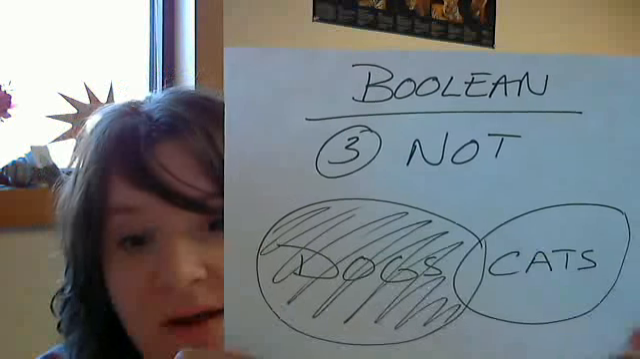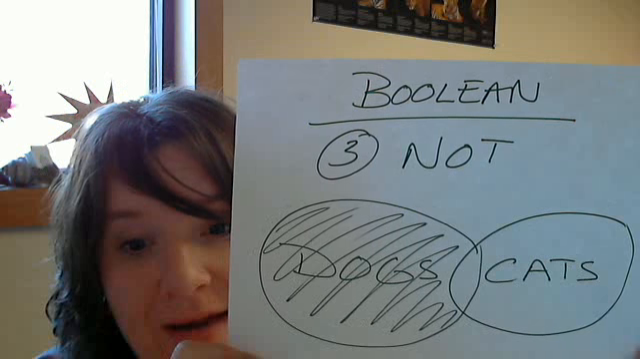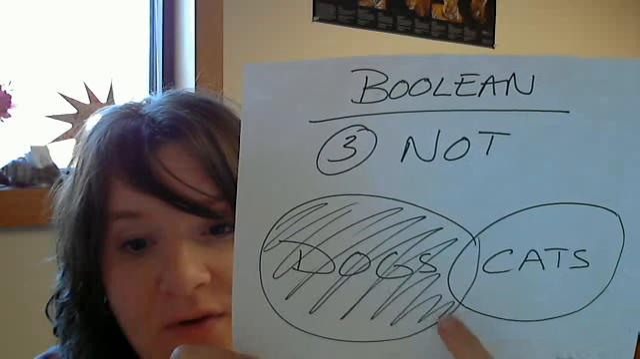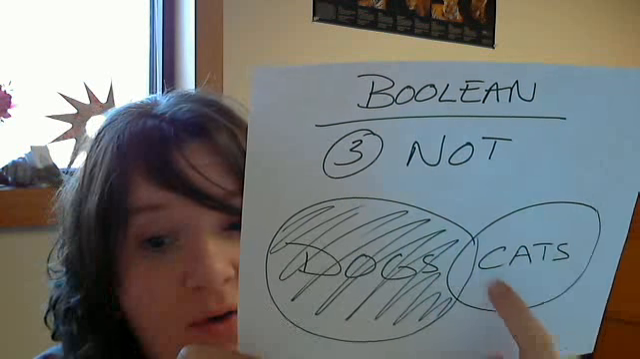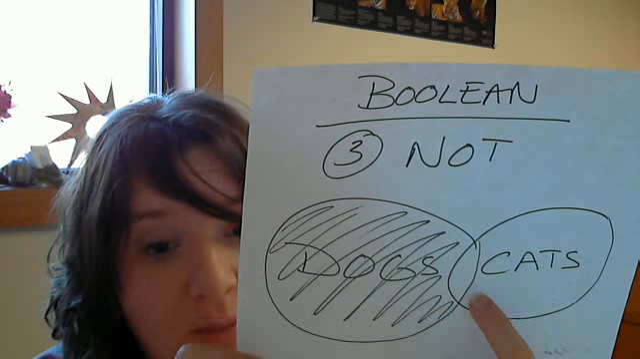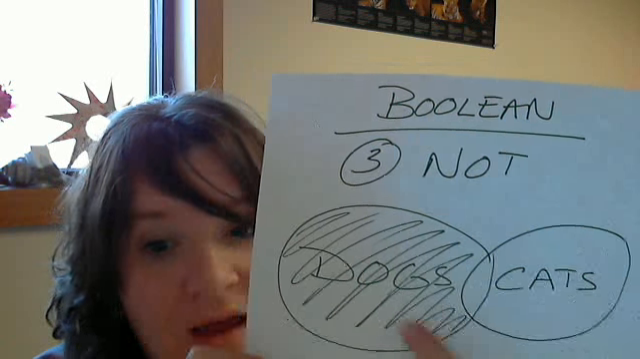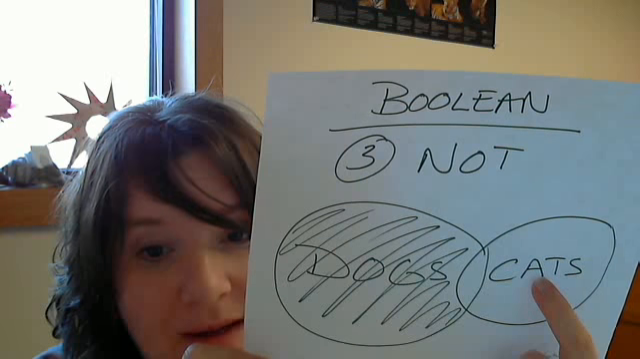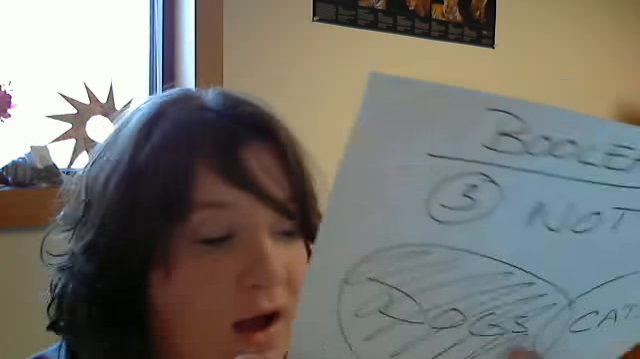The last one is "not." If I did a search for dogs not cats, I would get just articles on dogs. I would not get articles about dogs that mention cats, and I wouldn't get any articles about cats. And so that's "not." We generally use "not" sparingly.